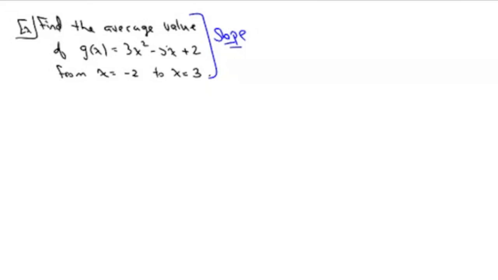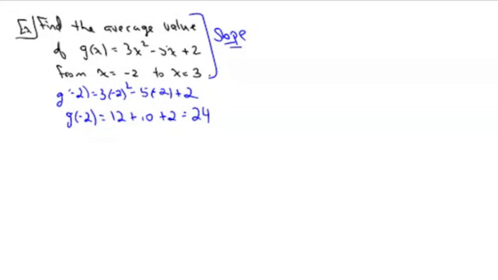Plug it into the function. So you do g of negative 2 is equal to 3 times something squared minus 5 times something plus 2. And you plug it in and you go searching for this y value. So when you plug it in, you get this: negative 2 there, negative 2 there. So g evaluated at negative 2 is equal to 4 times 3, negative 2 times negative 5, which is a grand total of 24, I think. 22, 24, yeah.